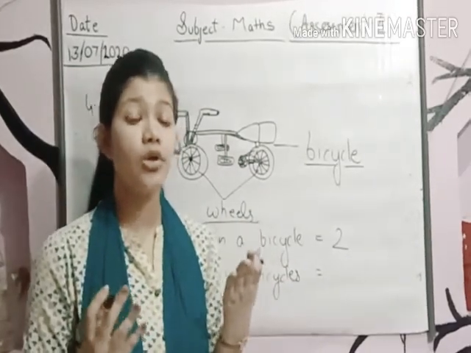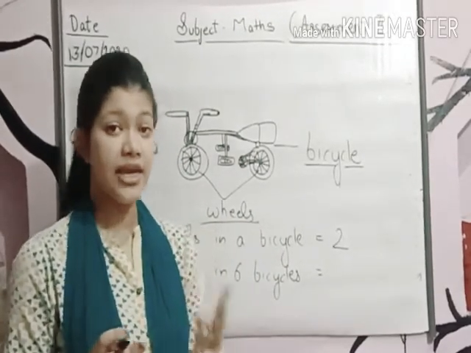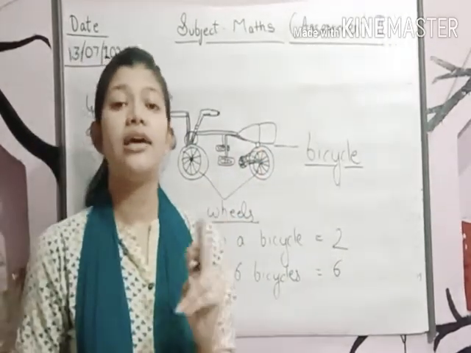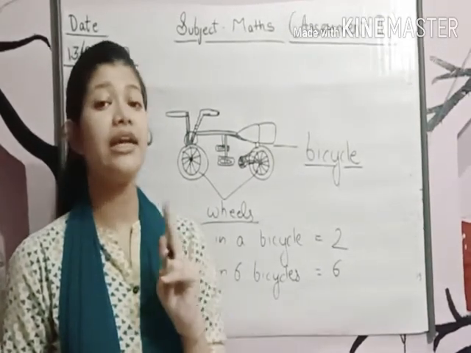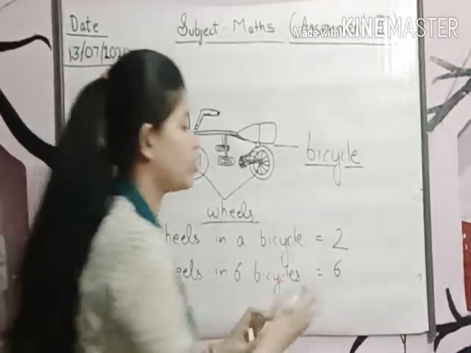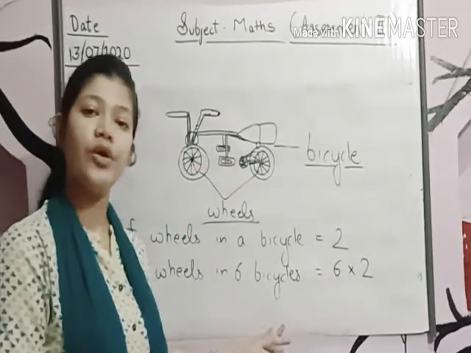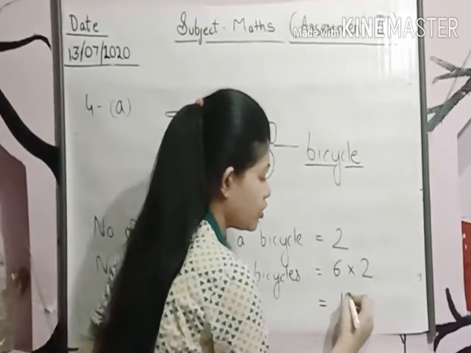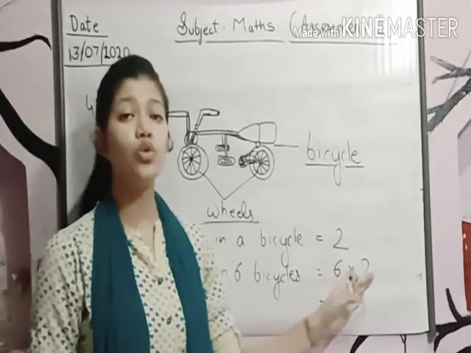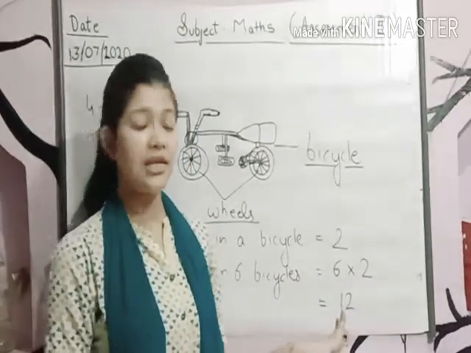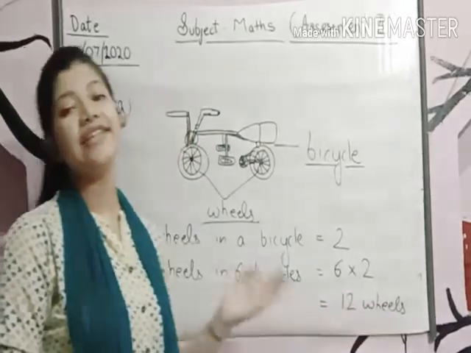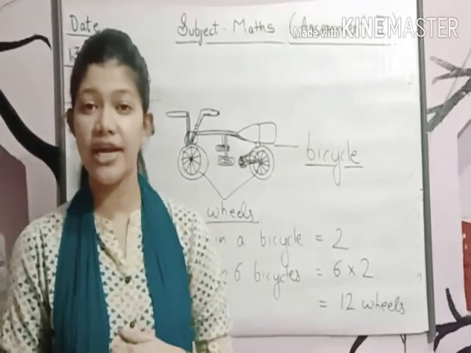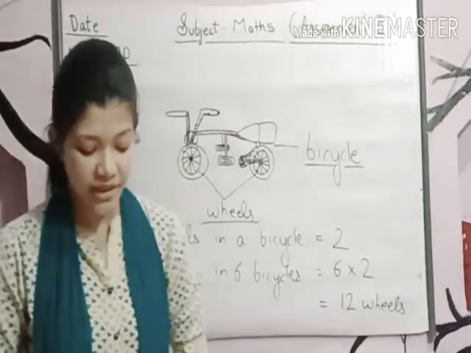Now we know the number of wheels in one bicycle, and we have to find the number of wheels in 6 bicycles. It means how many equal groups are there? 6 equal groups are there. Yes. So our first factor will be 6. And how many are there in each? Now tell me how many wheels are there in each bicycle? 2. Yes. So the second factor will be 2. Okay. Now tell me, 6 into 2 is equal to 12. Yes. 6 twos are 12. It means there are 12 wheels in 6 bicycles. Okay. Clear? Did you get how we will find the answer? Okay. Now let's practice one more.